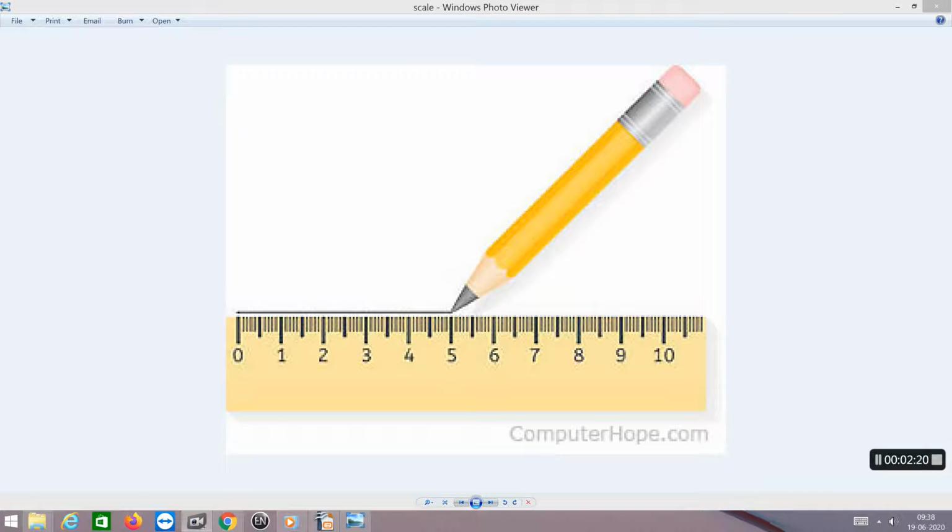So the least count means the smallest measurement that can be measured by a device. The smallest measurement that can be measured by a device is called least count. In the case of a scale, the smallest measurement is a millimeter. So the least count of this scale is a millimeter.